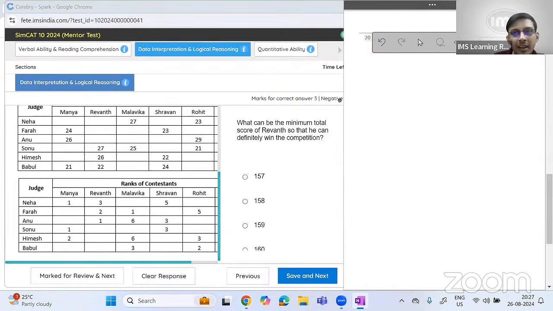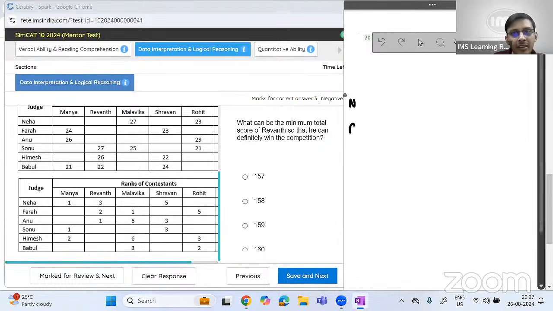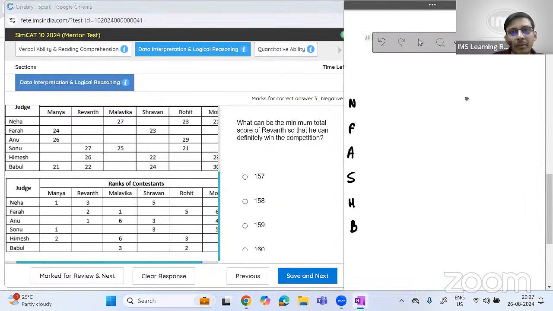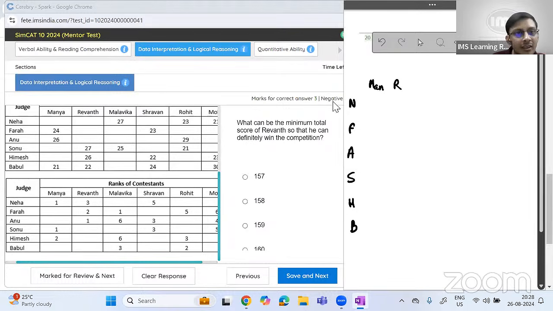So in the table, we have judges Neha, Farah, Anu, Sonu, Himesh, Babu. Participants: M. Okay, we have two M's, Manya and Malavika. Then Revant, R, okay, RE. We have a Rohit also. Just make the table.